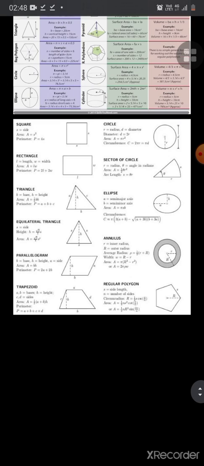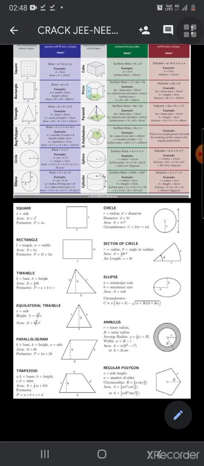That's all about units and measurements. These key points are very important in order to answer the questions from the units and measurements chapter. All the best for JEE, NEET and EAMCET students. Thank you.